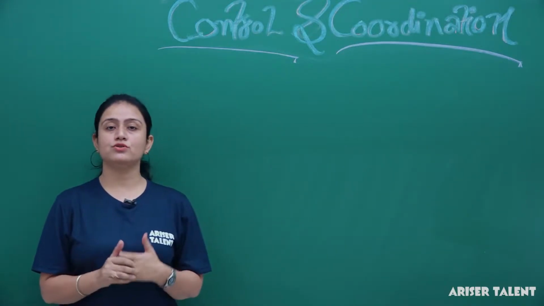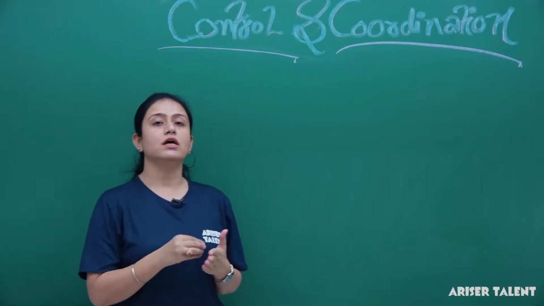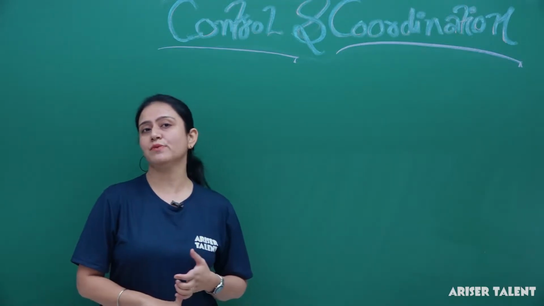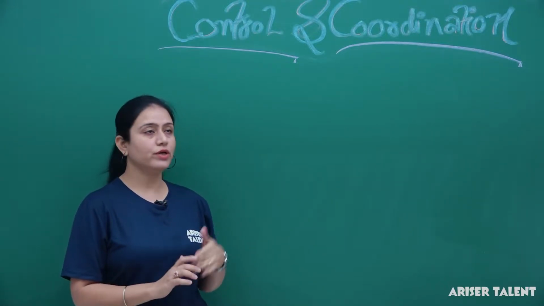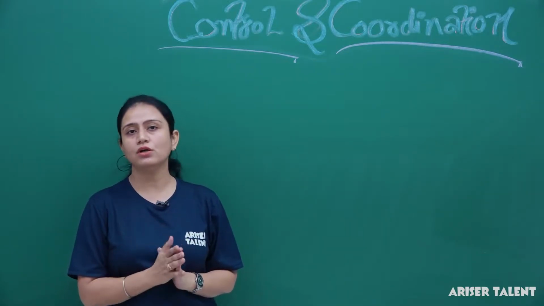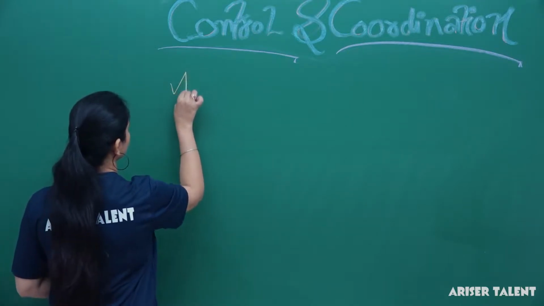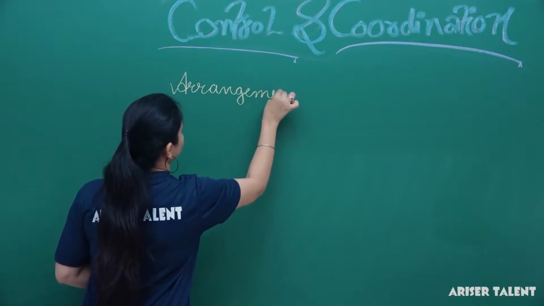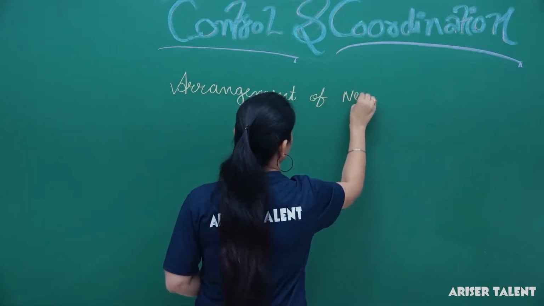Now we are going to talk about the arrangement of neurons. What are neurons? Neurons are generally the nerve cells. As I told you, the nervous system is made up of special cells known as nerve cells. So here we are going to talk about those nerve cells, meaning the arrangement of nerve cells or neurons.